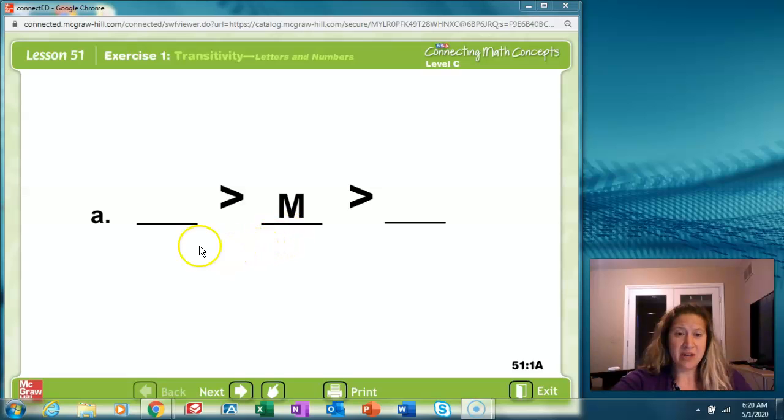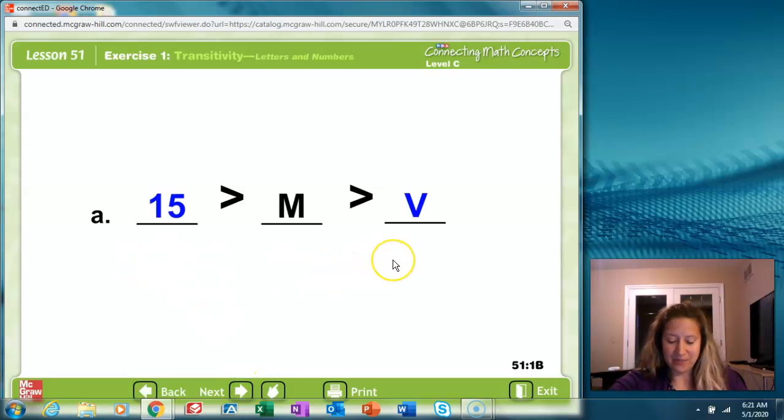Now, which value is more than M? Did you say 15? Good. And which value is less than M? Did you say V? Great. And here's what A should look like. Okay? Touch problem B.